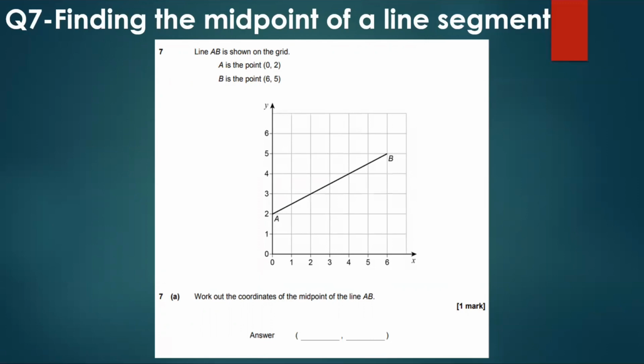To work out the midpoint, you add the x coordinates together and then halve your answer, and then similarly add your 2 y coordinates and halve your answer. So 0 plus 6 is 6, so I've got 6 over 2, and 2 plus 5 is 7, so 7 over 2. 6 over 2 is going to be 3, and 7 over 2 is the same as saying 3.5. So that is the midpoint of the line AB.